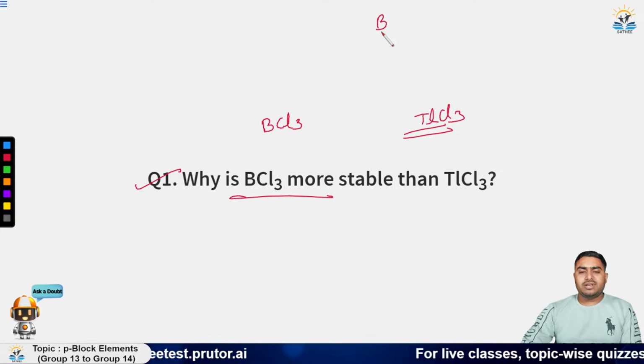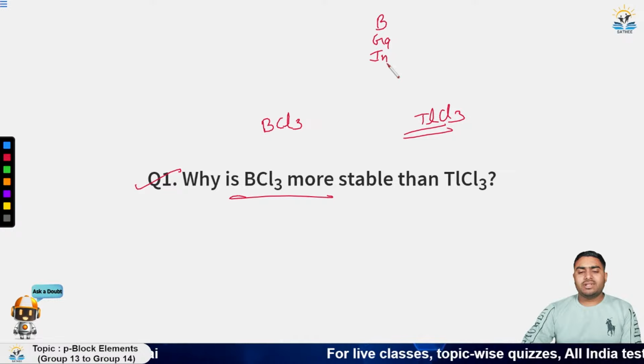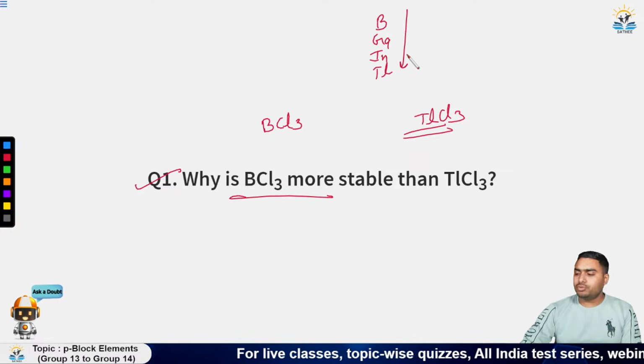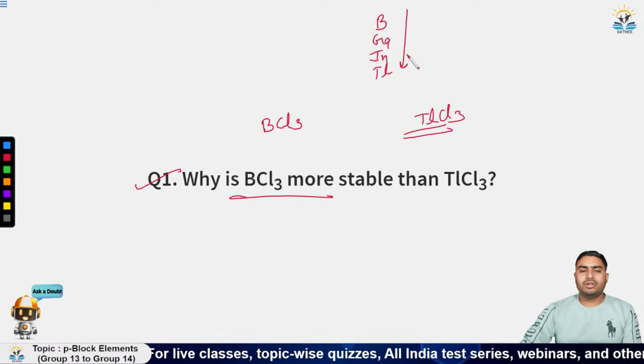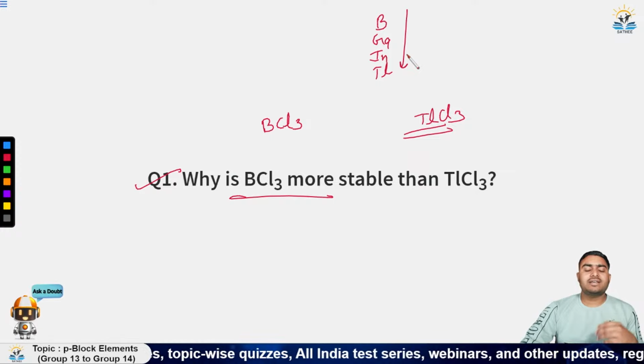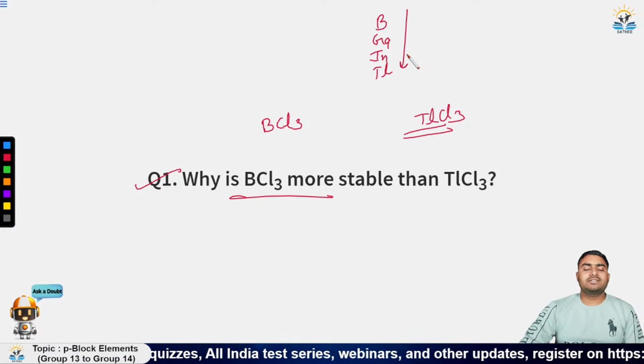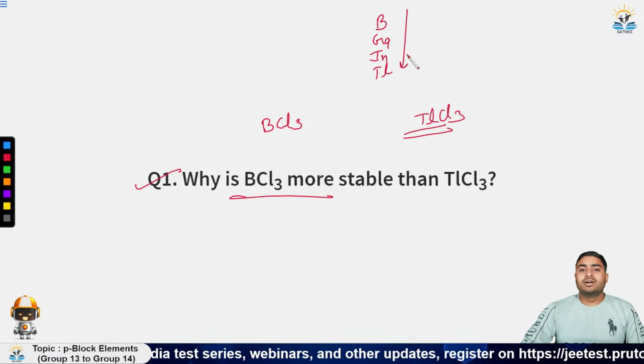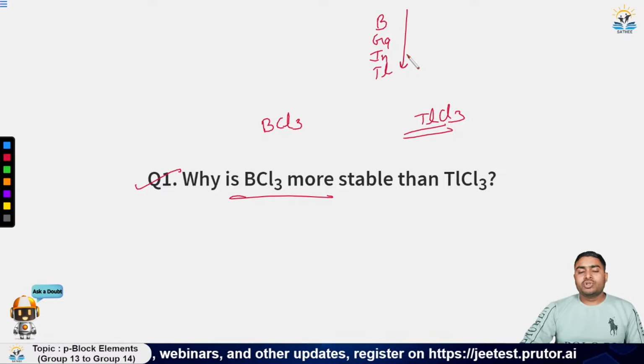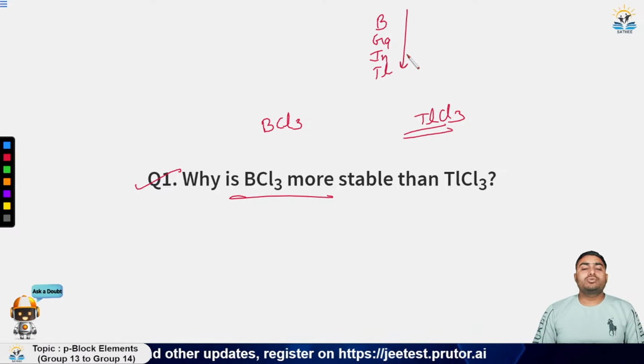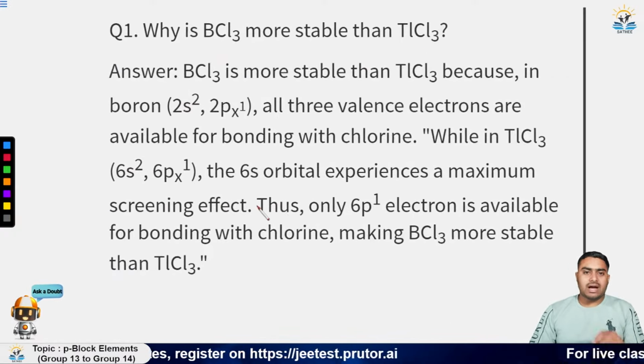If you can see here boron, then gallium, then indium, then thallium, that means you are moving top to bottom in a group. Top to bottom in a group, we know that ionization energy decreases, size increases, right? Size increases, ionization energy decreases, and metallic character also increases. So if you are moving top to bottom, what happens? Due to the inert pair effect, right? So you can see the answer.